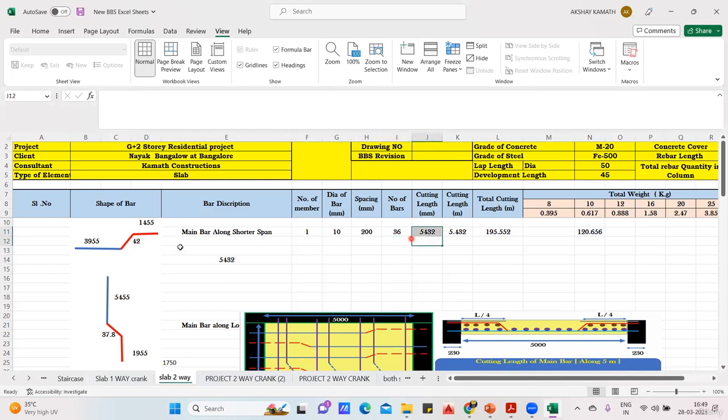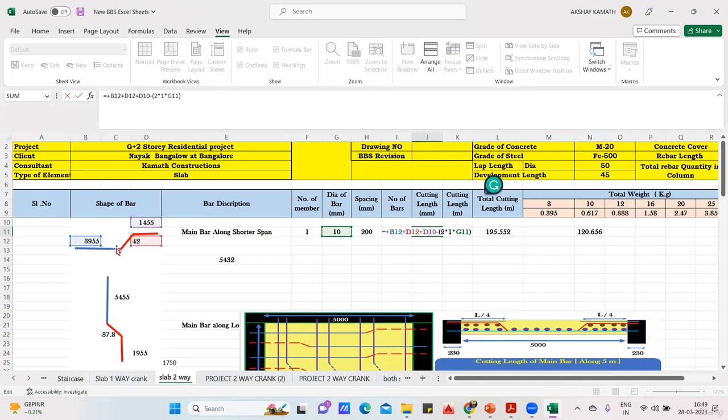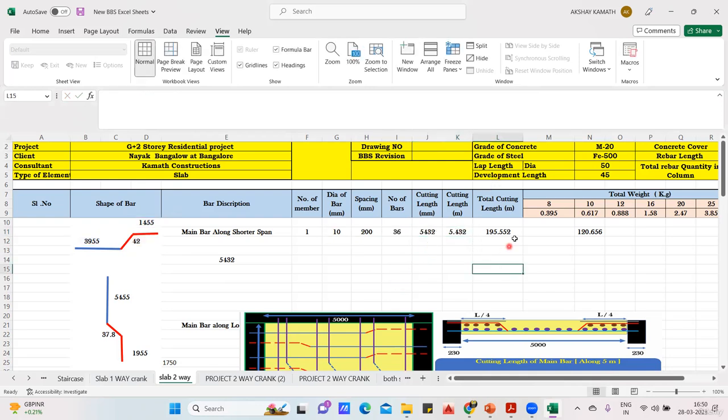So the cutting length will be, you add everything, 3955 plus 42 plus 1455 minus bend deduction 2t. So minus 2 into 1 into 10 will give you 5432. So in meters it is 5.432. The total cutting length will be 5.432 into 36 into 1, so it is 195.552. Since it's a 10 diameter bar, 195.552 into 0.617 will give me 120.656.